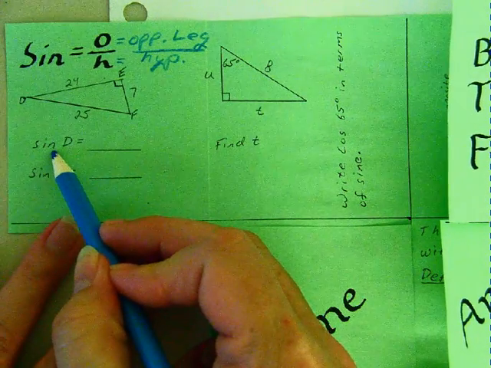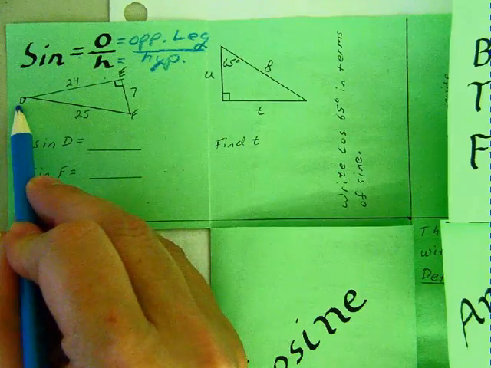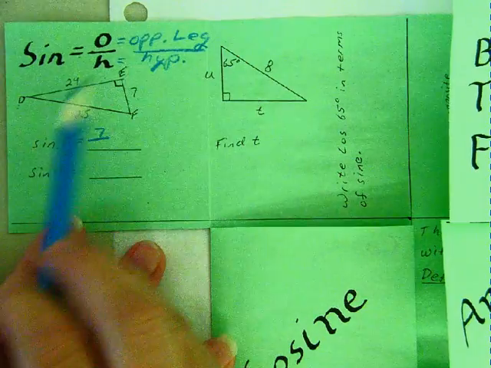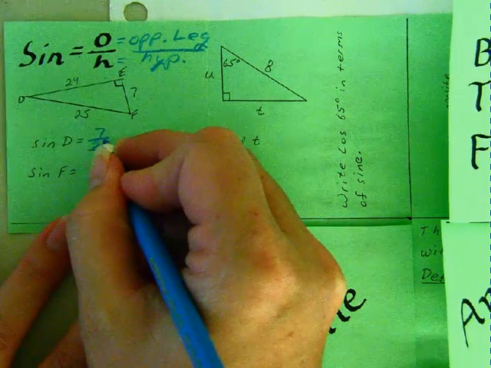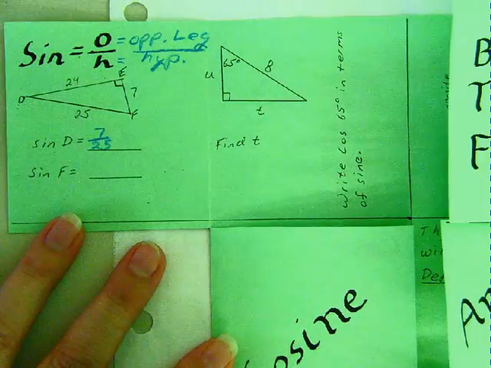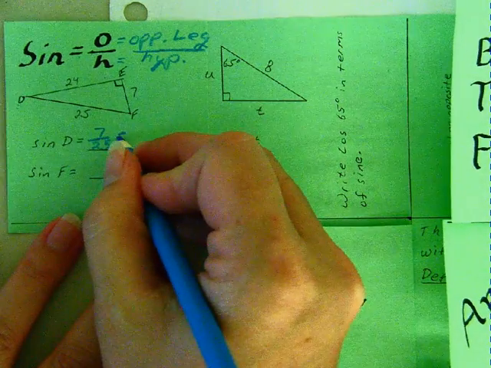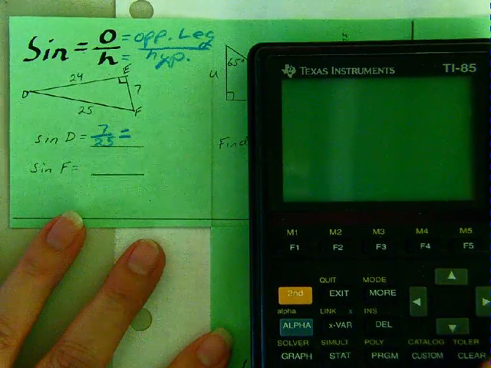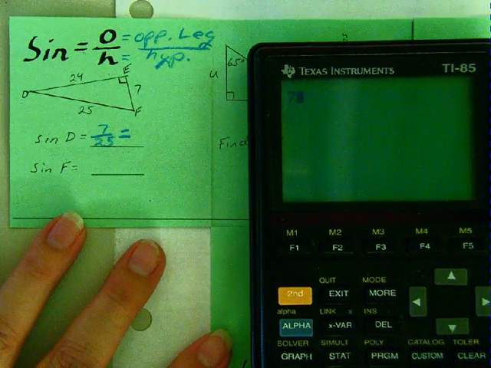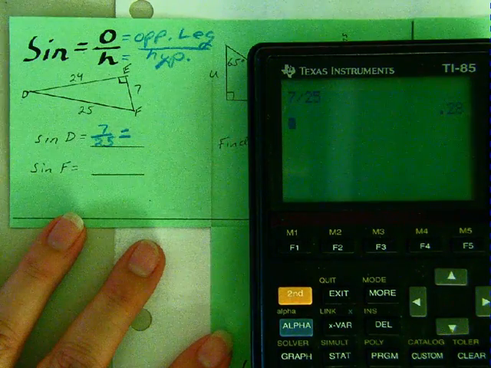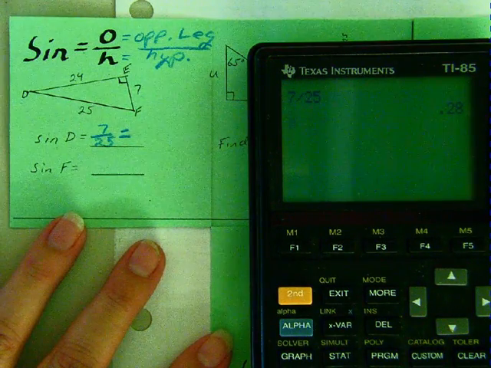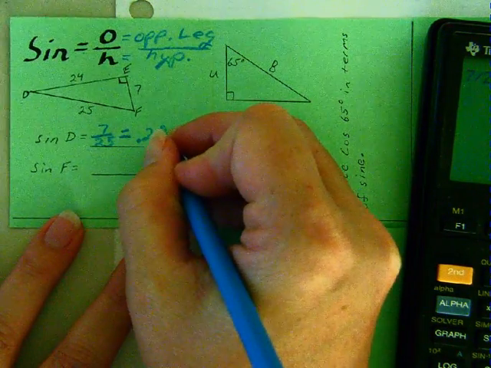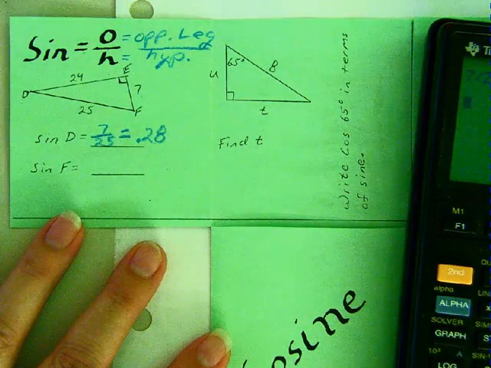Looking at sine of D, I'm going to start over here with this angle. The opposite leg is going to be 7. The hypotenuse is going to be my 25. So we have 7 over 25. I cannot reduce those, so I'm going to leave it like that. But if you remember from working with tangent, we are going to change that to a decimal. So I'm going to just type into my calculator 7 divided by 25. That does happen to be a terminating decimal, so it stops. So 0.28. We can put equals 0.28 since it is exact.